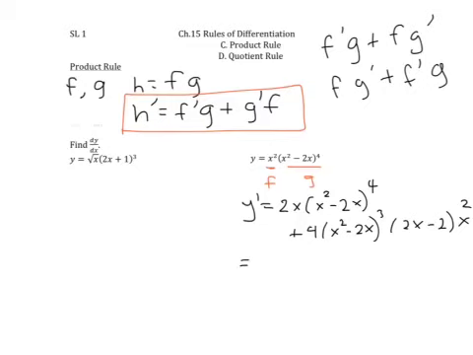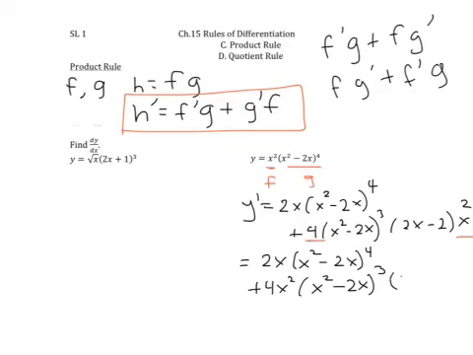Normally you can leave it as it is, but then I like to combine whatever I can. So first one is just going to be as it is, and then for the second part I can combine the 4 and the x squared together, so we'll have 4x squared times x squared minus 2x to the 4th power times 2x minus 2. Right. So let's move on to the quotient rule.